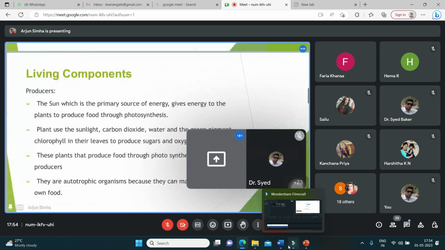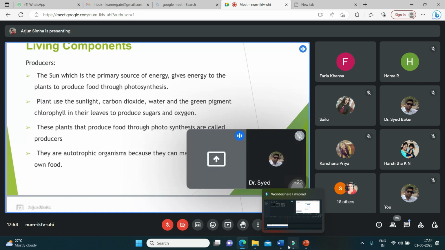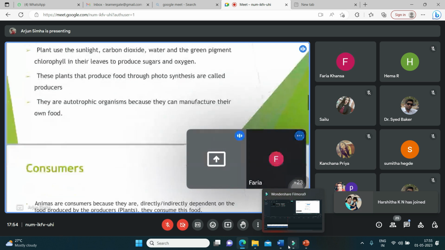When it comes to the living components, basically the producers: the sun, which is the primary source of energy, gives energy to the plants to produce food through photosynthesis. Plants use the sunlight, carbon dioxide, water, and the green pigment chlorophyll in their leaves to produce sugar and oxygen. These plants, which produce food through photosynthesis, are called producers. They are autotrophic organisms because they can manufacture their own food.